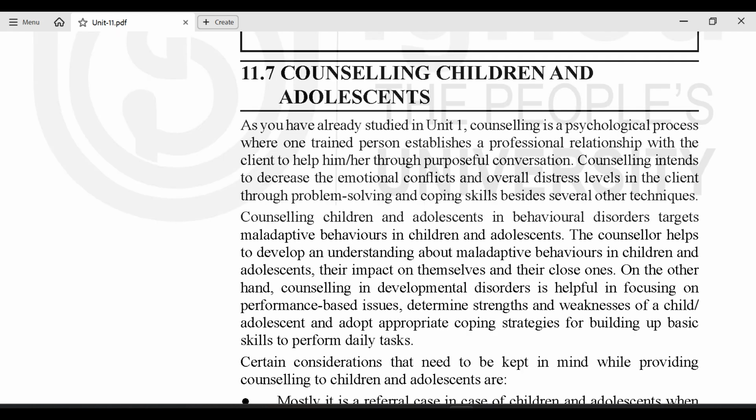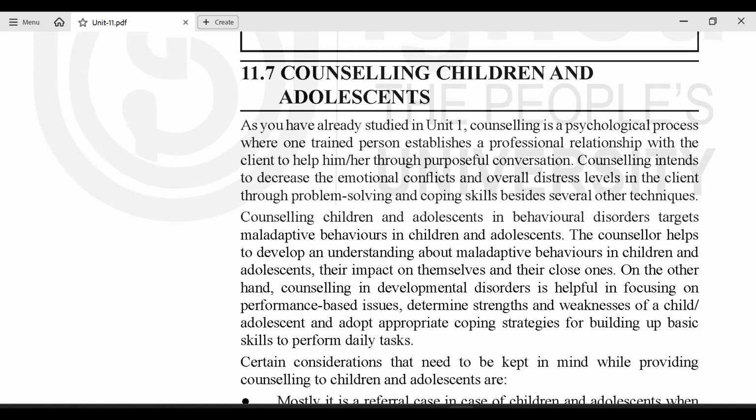11.7 Counseling children and adolescents. As you have already studied in Unit 1, counseling is a psychological process where one trained person establishes a professional relationship with the client to help him/her through purposeful conversation. Counseling intends to decrease the emotional conflicts and overall distress levels in the client through problem-solving and coping skills besides several other techniques. Counseling children and adolescents in behavioral disorders targets maladaptive behaviors in children and adolescents.